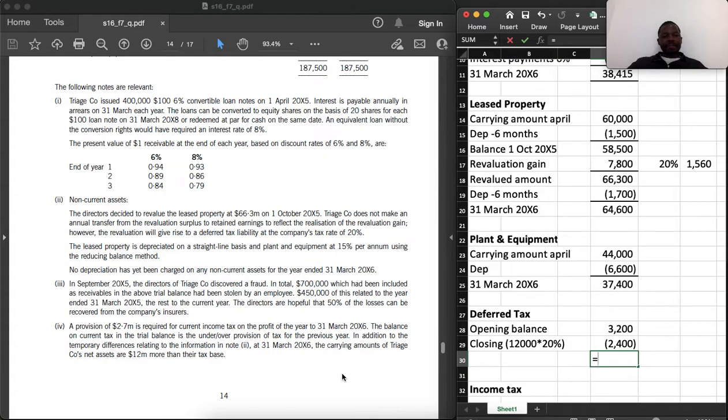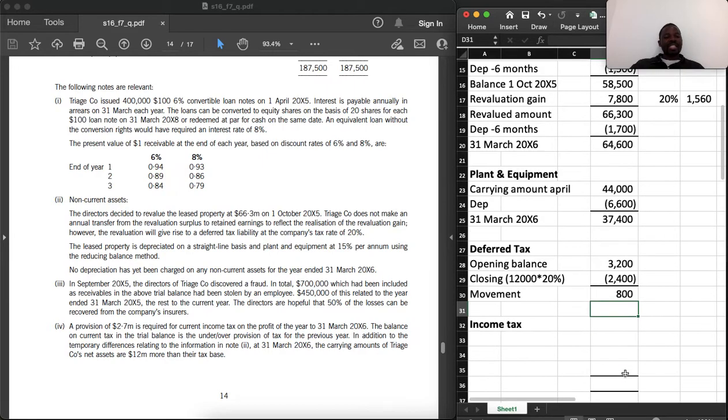Then we sum that. We see here that this is a movement. We see that the deferred tax has gone down from 3.2 to 2.4. So there is a reduction in deferred tax of 800. So we'll say deferred tax movement. Deferred tax has gone down by 800.